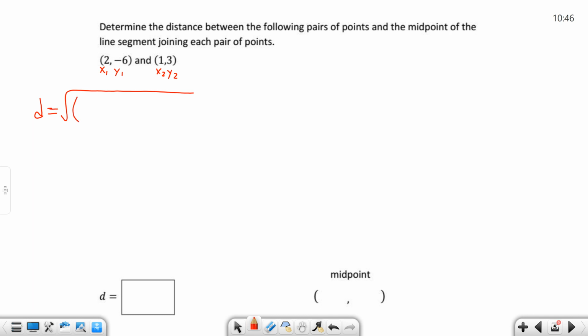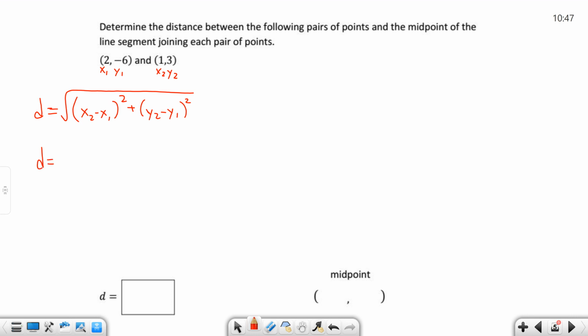And anytime I have these formulas, what am I going to do every time? Write down my formula, the same way I had it: x2 minus x1 squared plus y2 minus y1 squared. And you could put the y's before the x's, it doesn't matter. You just need to subtract the x's and square them in parentheses, then subtract the y's and square them in parentheses, then add them together and take the square root.